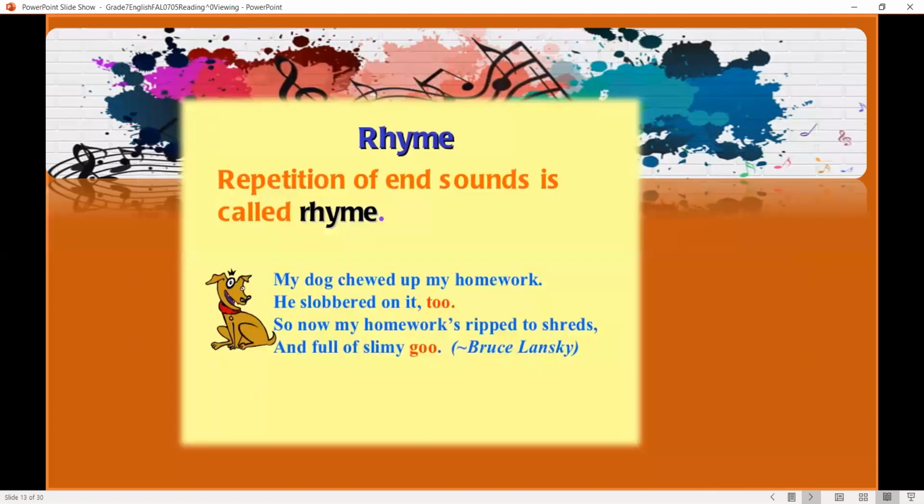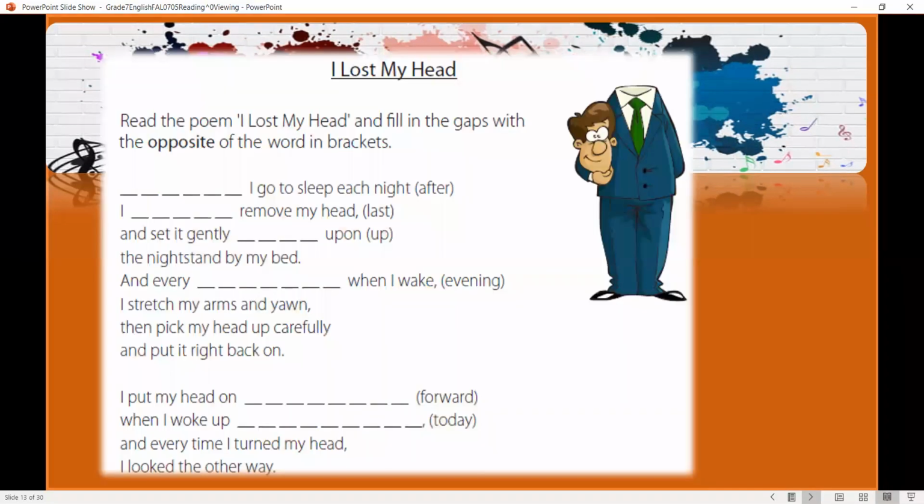Okay, so rhyme is your repetition of the end sounds. And if you've noticed, we did that in the previous poem. Here's a nice example as well. I thought it cool. My dog chewed up my homework. He slobbered on it too. So now my homework's ripped to shreds and full of slimy goo. So there you see your rhyming words.